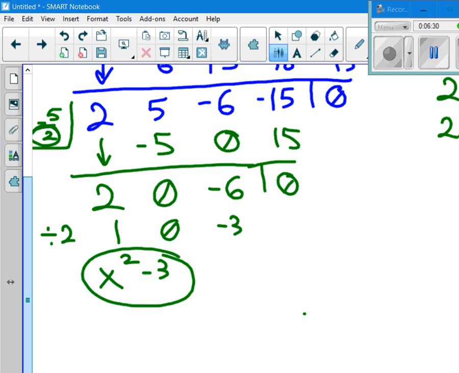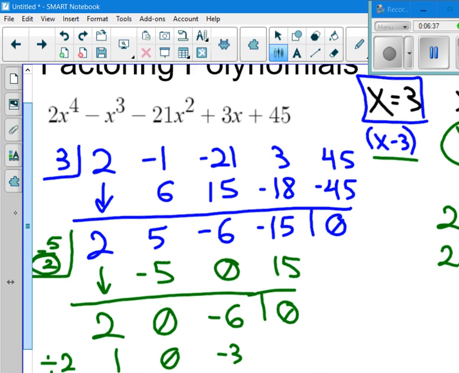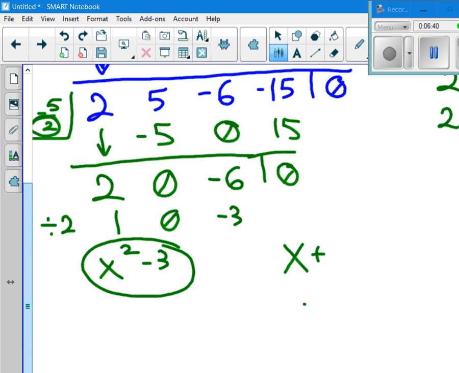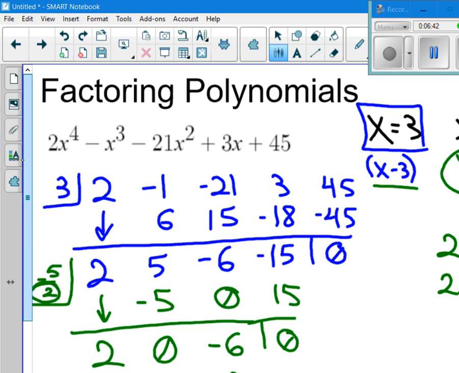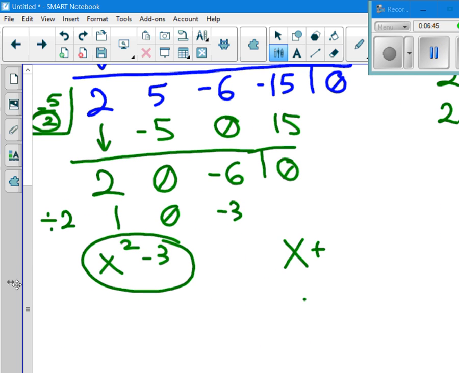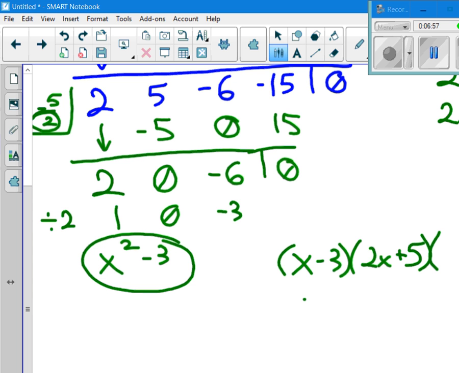So what I should have up to this point is x plus 3. No, x minus 3. Yeah, sorry about that. I always have to go back and check. So this is x minus 3 times 2x plus 5. And then x squared minus 3. So that's the graph that I want to verify.